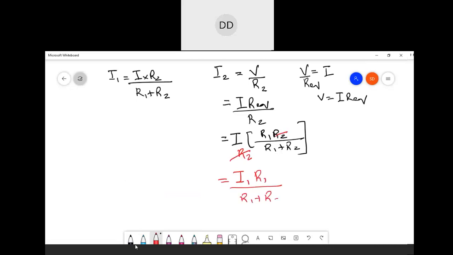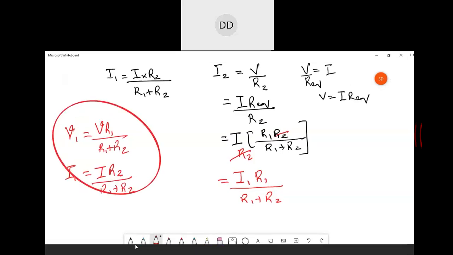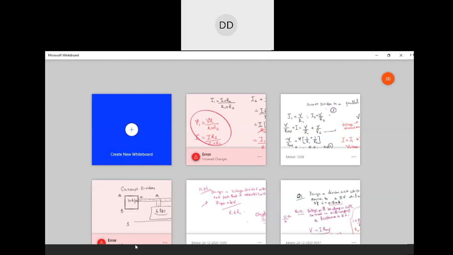So you notice, in a voltage division, your V1 is equal to V into R1 over R1 plus R2. But in a current division, your I1 is equal to I into the opposite resistance, R2 over R1 plus R2. Suppose you don't have the time in the examination, you can remember this. So this was a little important as far as current division is concerned.